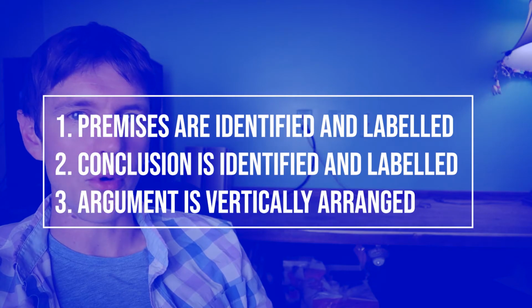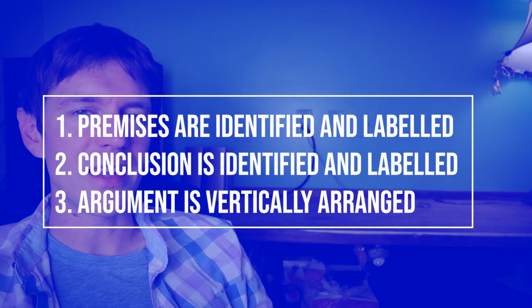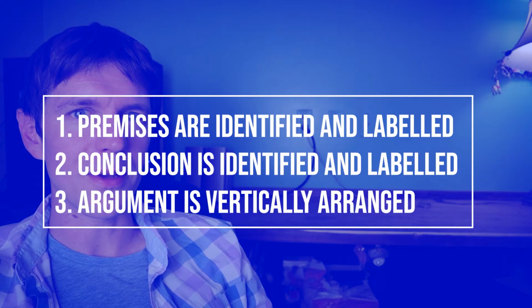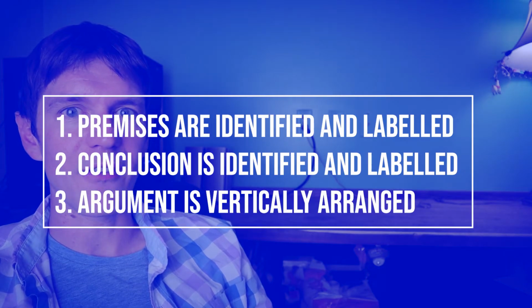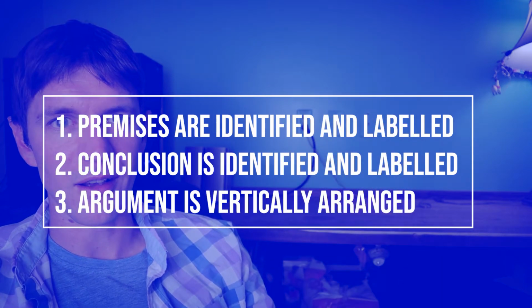You look at a passage of text or an argument that someone puts forward in speech, and you label and identify each of the premises of their argument. You also label and identify the conclusion of the argument, and then you take it all and vertically arrange it, listing each of the premises and finishing with the conclusion.